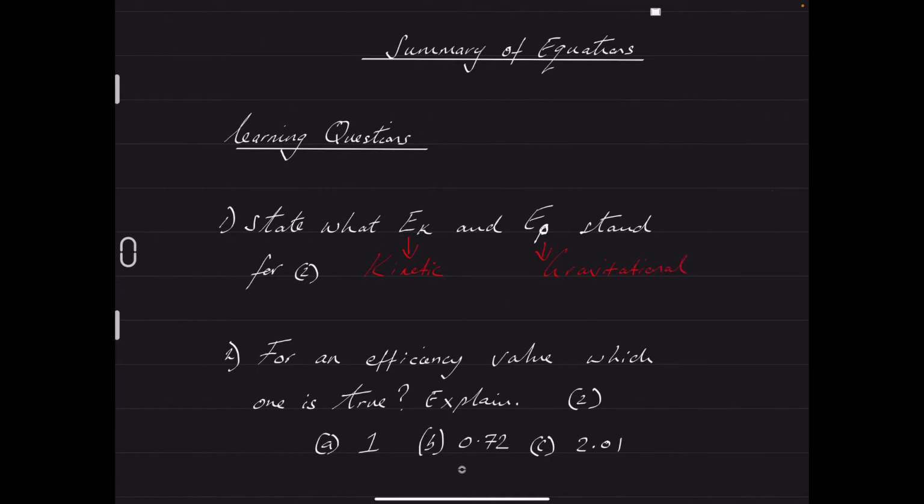So moving on to question 2. For an efficiency value, which one is true? It would be this one here, 0.72. This is because efficiency can never equal 1, because you can never have a system that is 100% efficient, and it cannot be C. You cannot have efficiency going above 1, as you would be creating energy. Okay, moving on now. So now we're going to look at kinetic energy.